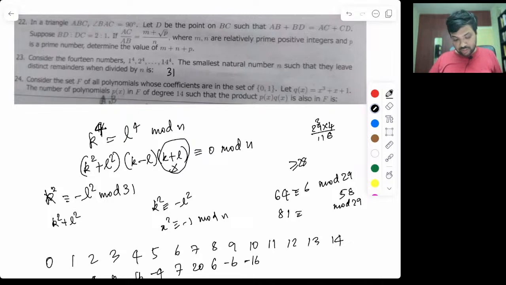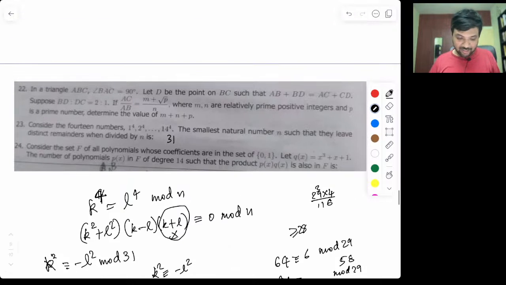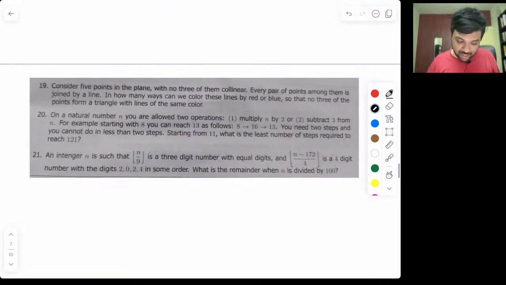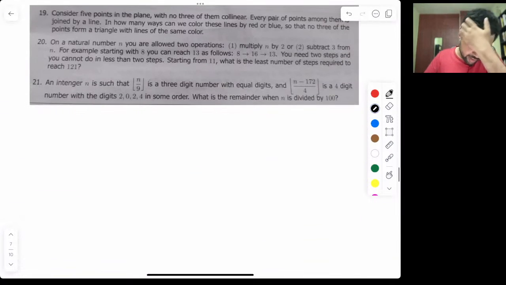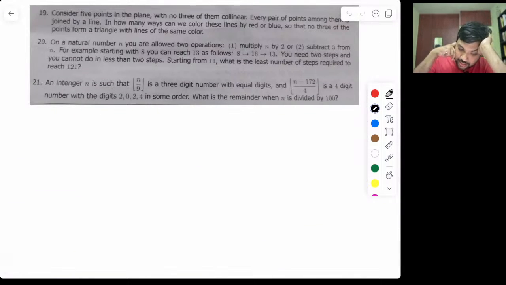Alright, I don't know if people are around anymore, but let's solve 21, which Krishnakant asked. Alright, let's try. An integer n is such that floor of n by 9 is a 3-digit number with equal digits, and n minus 172 by 4 is a 4-digit number with digits 2024 in some order. What is the remainder when n is divided by 100? Integer n is such that n by 9 is a 3-digit number with equal digits.